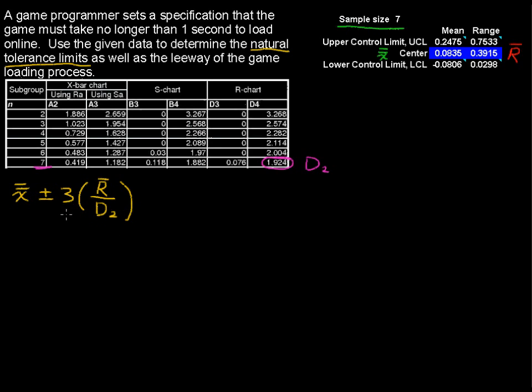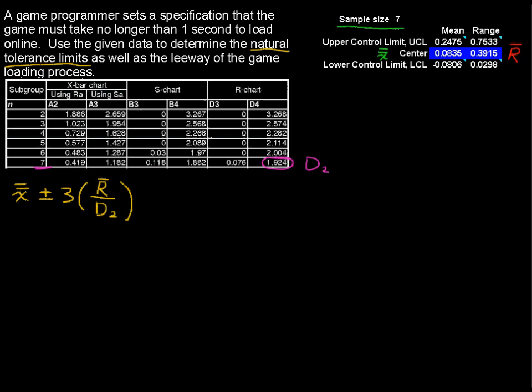Why the number 3? Well, the number 3 is because we're talking about 3 standard deviations from the mean, and if you get farther than that, it's very unlikely that you will get a point farther than that, because about 99.7% of the data lies within plus or minus 3 standard deviations. So that's why we use the number 3.